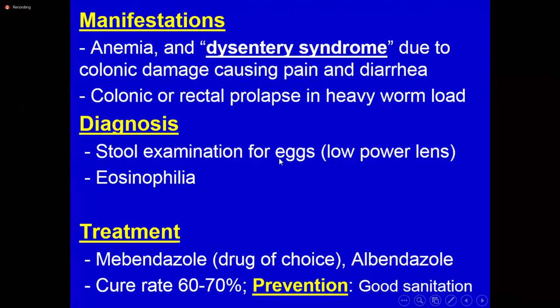How to diagnose? By detecting the eggs, and we have seen that the characteristic eggs have two knobs. Eosinophils also increase in the blood. Why eosinophils? Parasitic infection can increase eosinophils and IgE. Treatment: mebendazole is the drug of choice. You see, the drugs are repeated. Mebendazole, drug of choice, albendazole. The cure rate is high. Of course, for prevention, good sanitation, preventing people from defecating outside in the farms, etc. This can stop the life cycle of the infection.